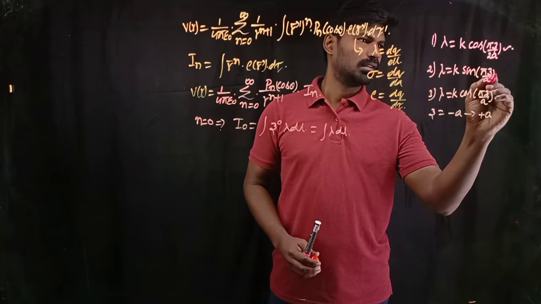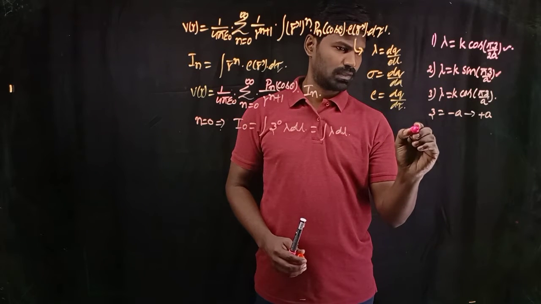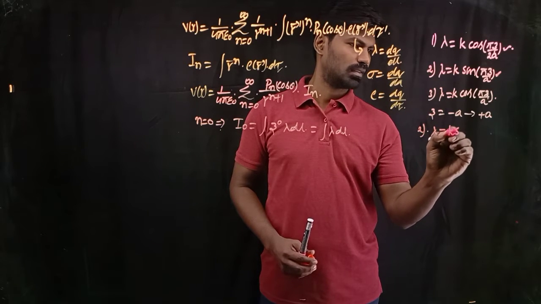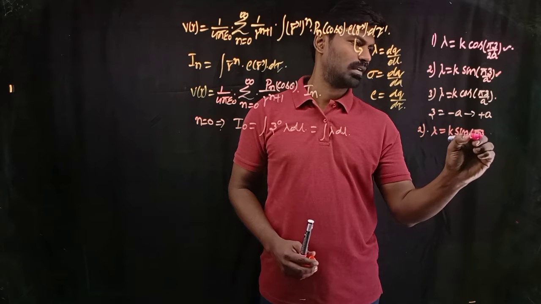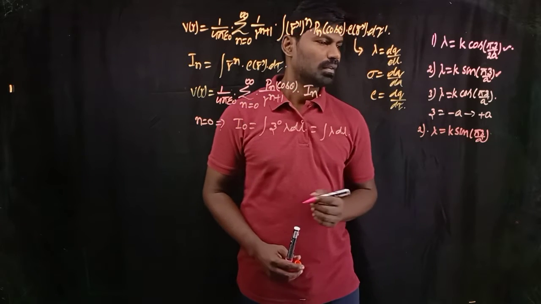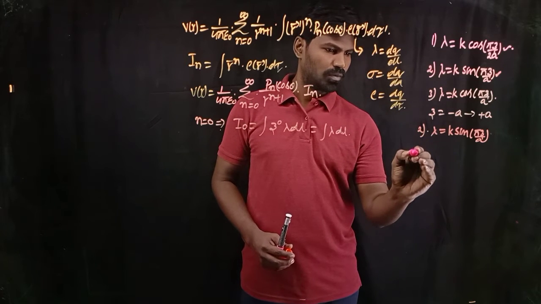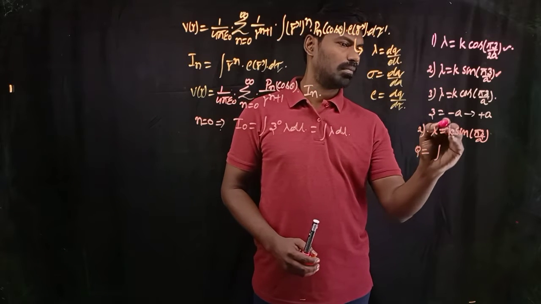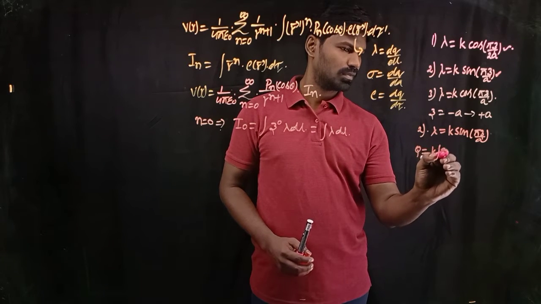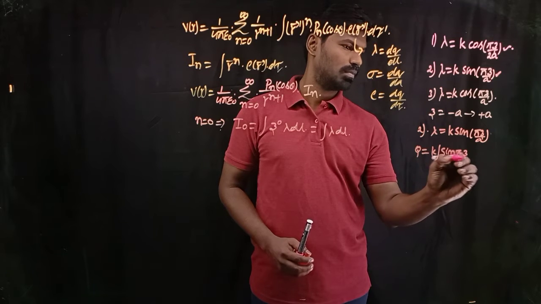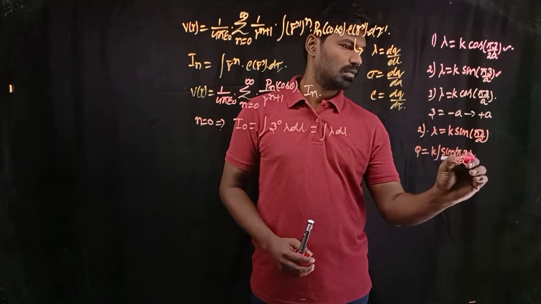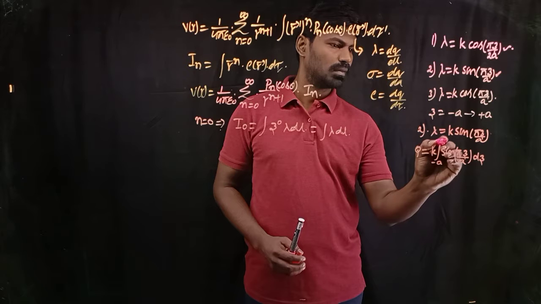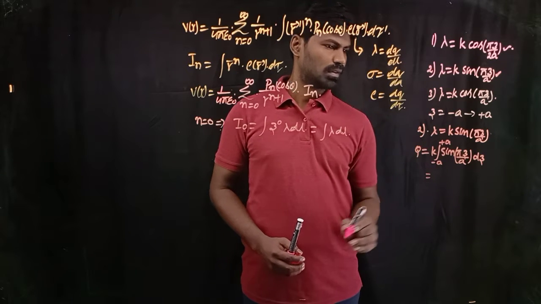Now I am considering the second configuration. I am trying to answer the second one, given by lambda is equal to k sine pi z divided by a. First I am calculating the monopole moment. Q is equal to the integral of lambda dl. Lambda is k into sine pi z divided by a, into dz, between the limits minus a to plus a.